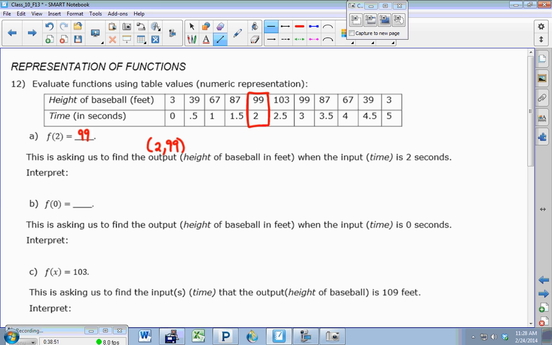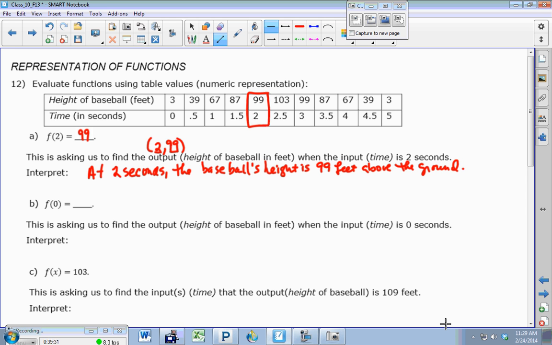So to interpret this, I would say at 2 seconds, I now use my number and my units. So I have to use the number 2 and the number 99 somewhere in my sentence, and I have to use the units that go with it. So at 2 seconds, the baseball's height is 99 feet, exactly, above the ground. So that's how I would interpret that notation. f of 2 equals 99 tells me that the baseball is 99 feet above the ground at 2 seconds.